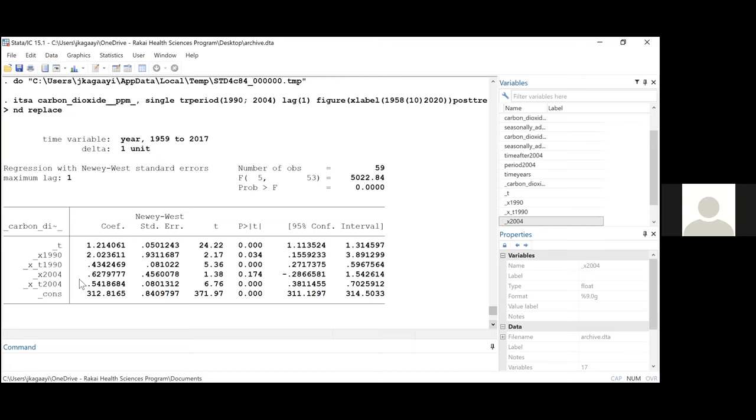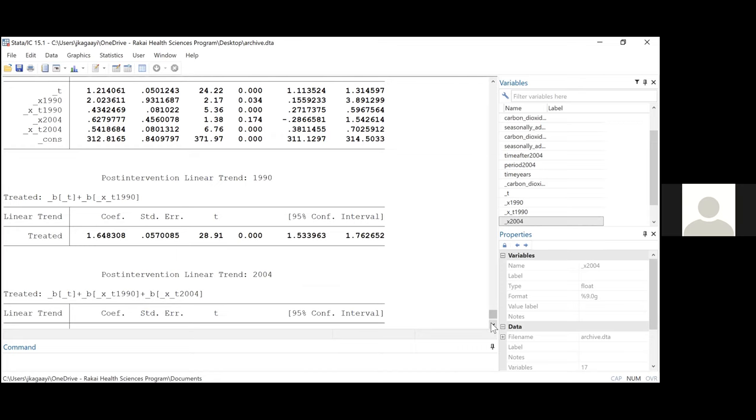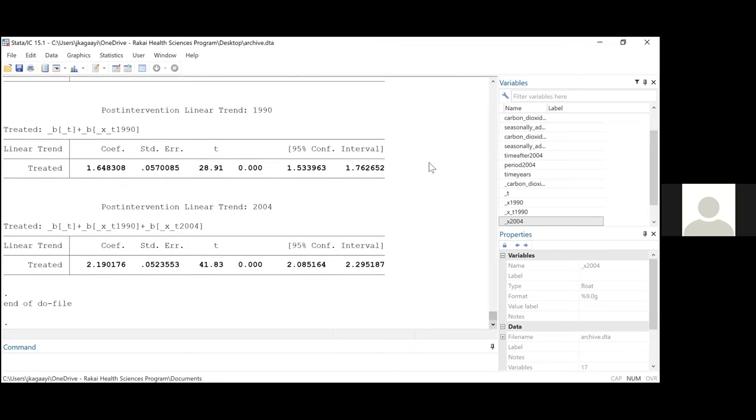Because this is looking at the trend between 1990 and 2004 compared to the trend after. And then the 1990 term here is looking at what's the trend after 1990 to 2004 compared to before, right? So these are very interesting things to look at and interpretations to make with the ITS. And I'm over time, getting into people's lunch. So I could send you this do file and the data set, and you can run it and interpret it along with the notes for today.